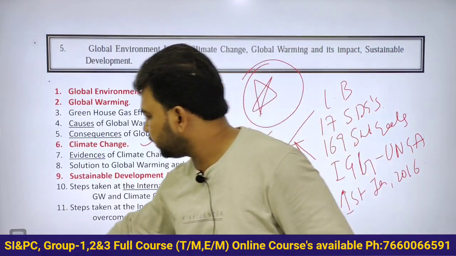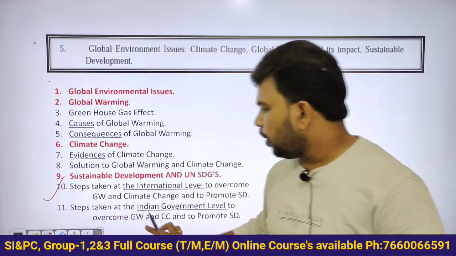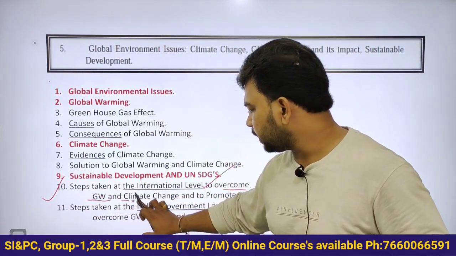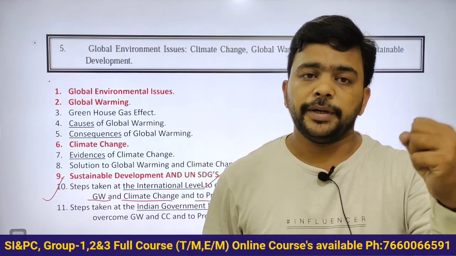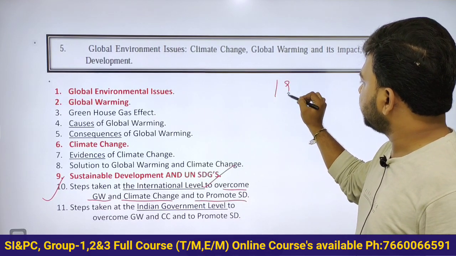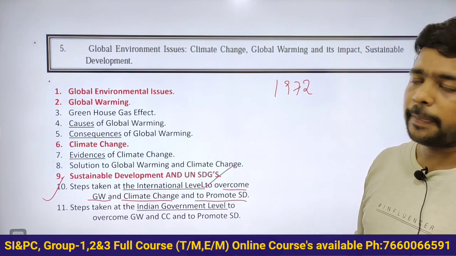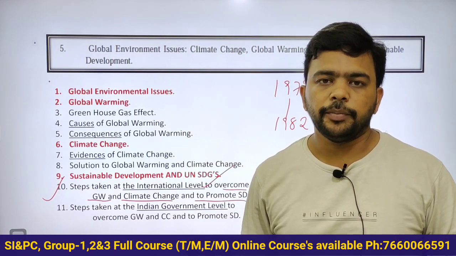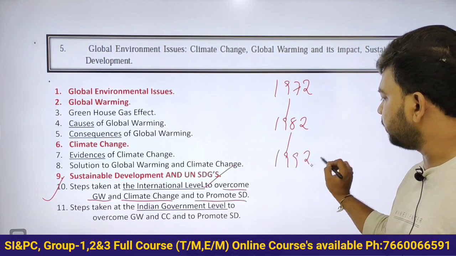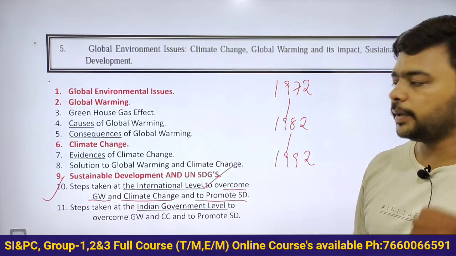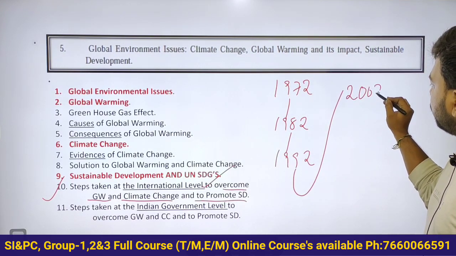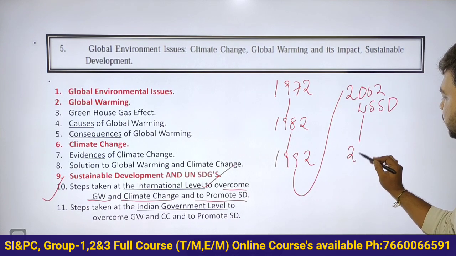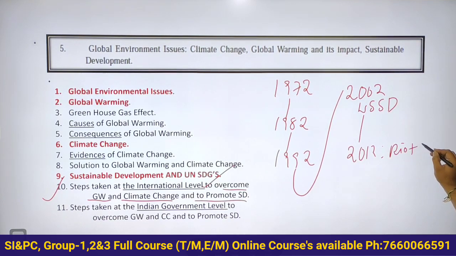So see here, finally, it is not given in the syllabus book, but I have mentioned it here. What are the steps taken at the international level to overcome the problem of global warming and climate change, and to promote sustainable development? Where do we have to start? We start from the 1972 Stockholm Conference on Human Environment. Then the 1982 Nairobi Conference on Human Environment. Then the 1992 Rio Earth Summit and its outcomes. Then the 2002 World Summit on Sustainable Development in Johannesburg, South Africa. Then the 2012 Rio Plus 20 summit.